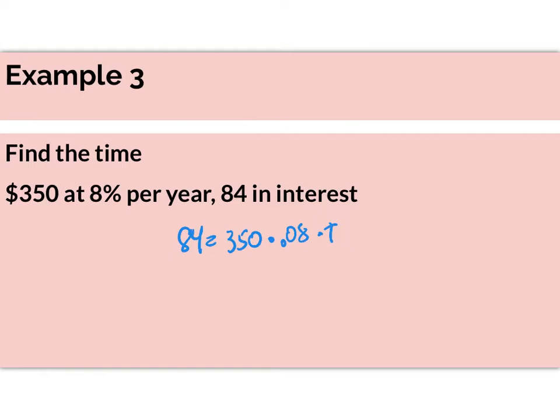Okay, so 350 times 0.08 is 28, giving us 84 equals 28 times the time. So now we know we have to divide by 28 on both sides, and t equals 3, or the time is 3 years. So that is the end of our examples. We solved the interest formula. We solved it for the interest, the rate, and then the time in those 3 examples. So you have some problems that you have to solve, and I'll meet you at the end of the video.